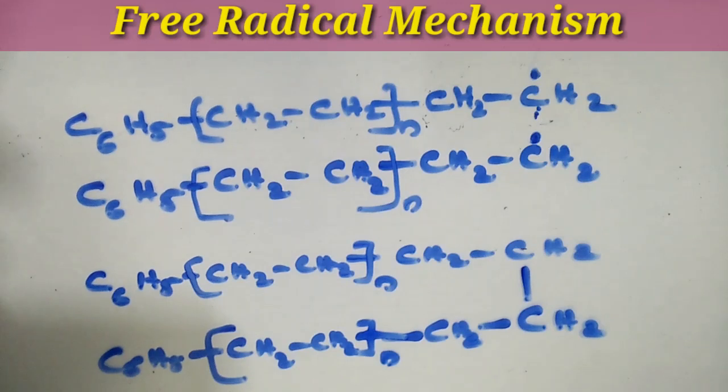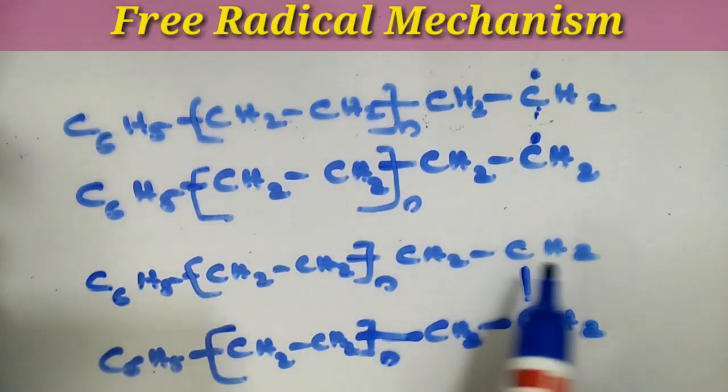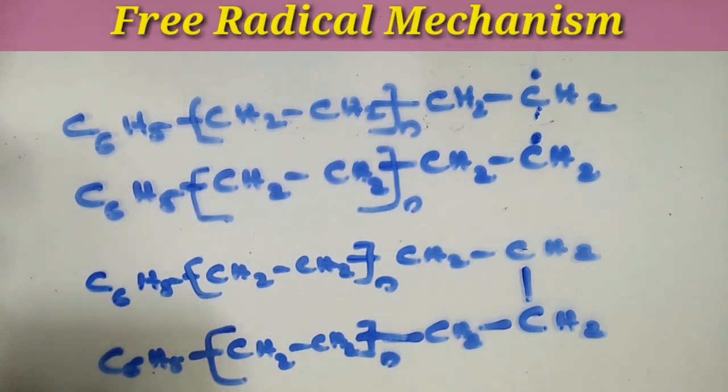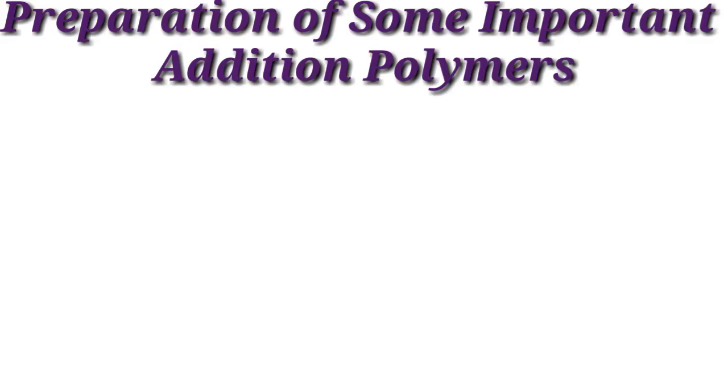Okay, you cannot see now. Now you can see, no? This is a long chain because I have no space for writing it in a straight way, so I am writing like this. Okay, this is the third step, that is the chain termination step. Okay, clear, no? Next topic, preparation of some important addition polymers.